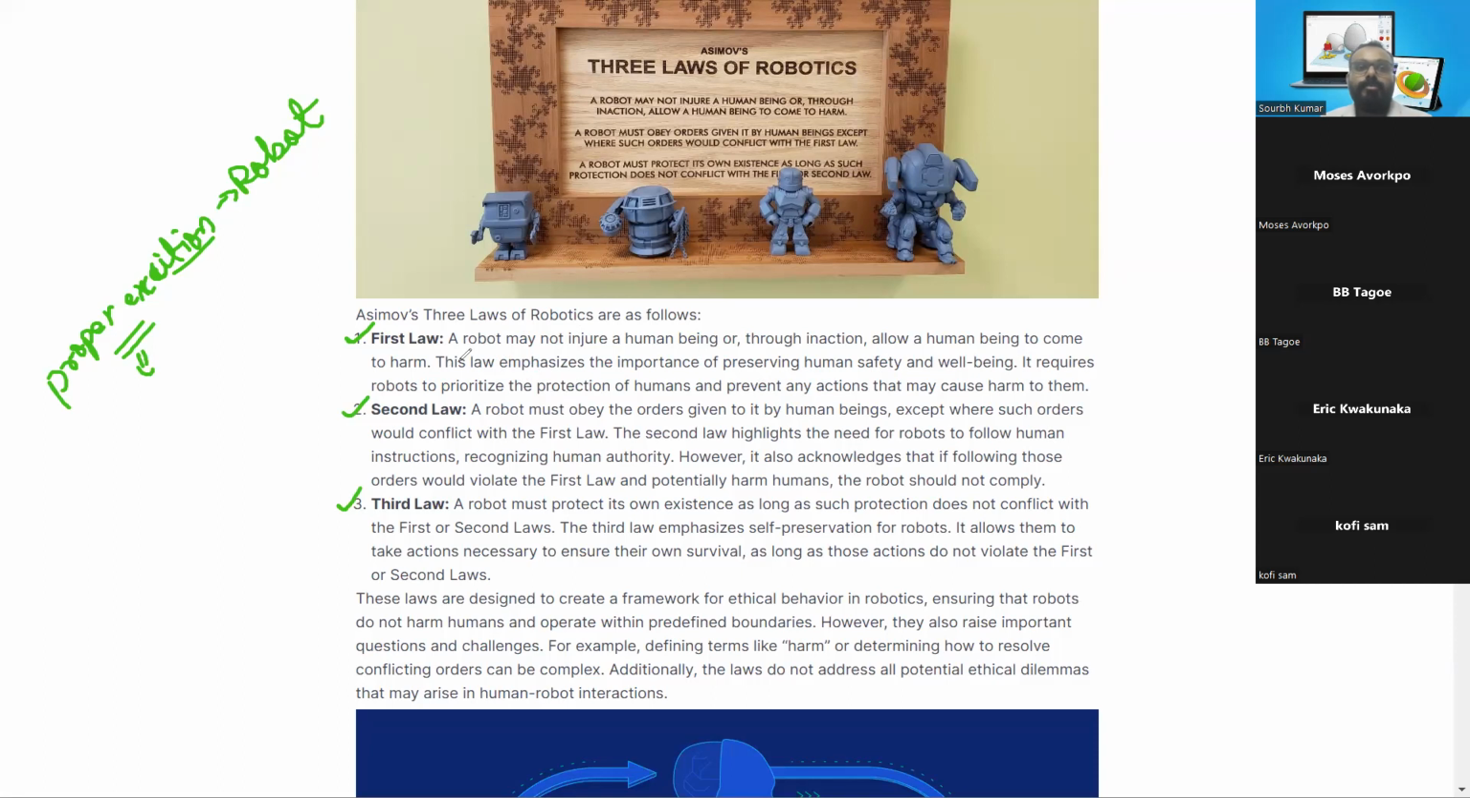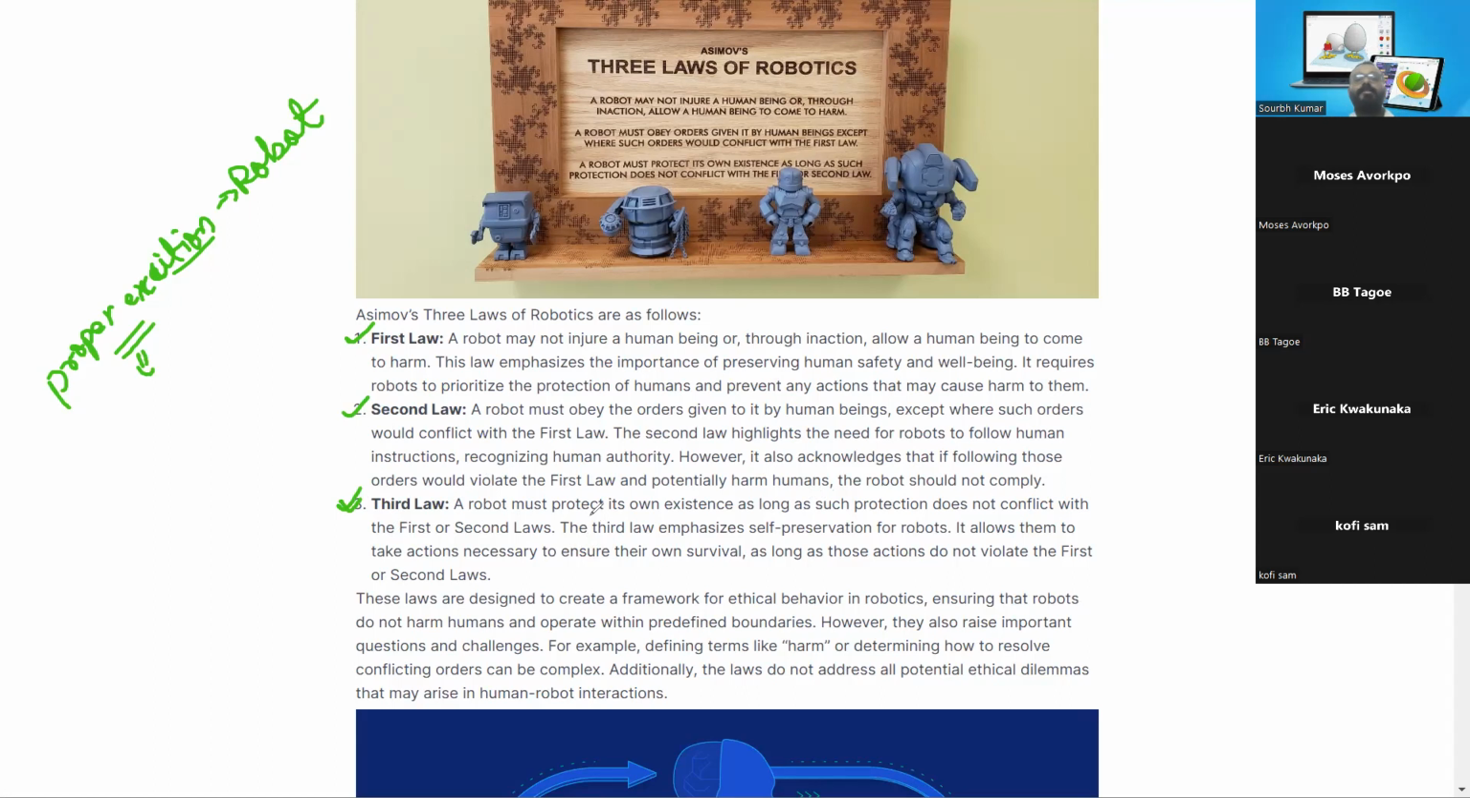The second law states that a robot must obey the orders given to it by human beings, except where such orders would conflict with the first law. The second law highlights the need for robots to follow human instruction, recognizing human authority. However, it acknowledges that if following some orders violates the first law and potentially harms other humans, the robots should not comply with them.